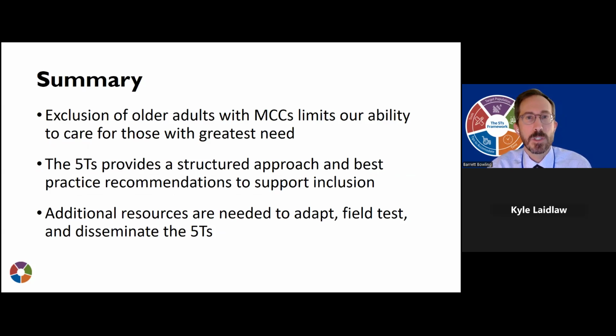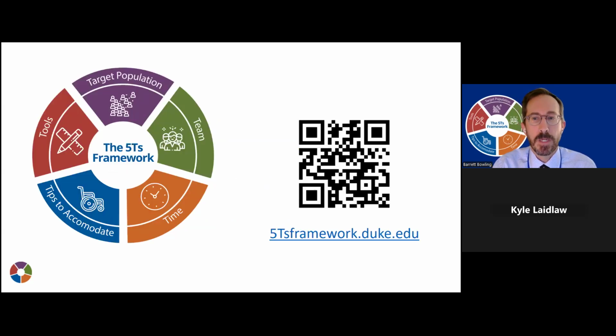As a summary, exclusion of older adults with multiple chronic conditions really limits our ability to care for a patient population who have the greatest needs. The 5Ts provides a structured approach and some best practices recommendations to support inclusion, and really an overall strategy for then applying that to an individual research study. We have additional resources that are probably going to be needed to adapt, field test, and disseminate the 5Ts. So I'm going to end there. Here's the QR code for the 5Ts framework website, and I'm happy to take some questions from the group.